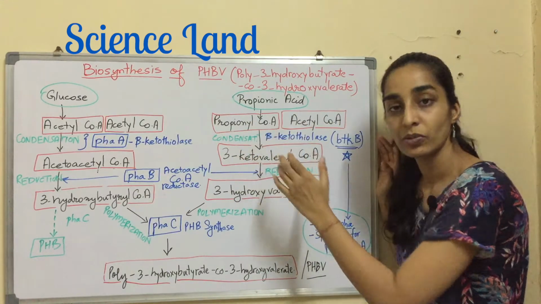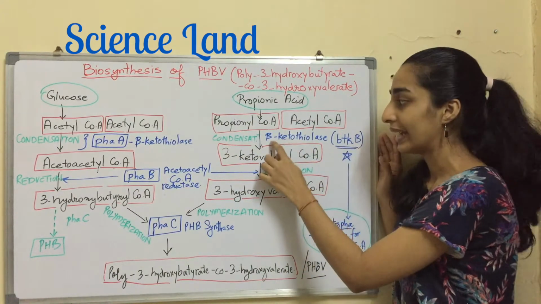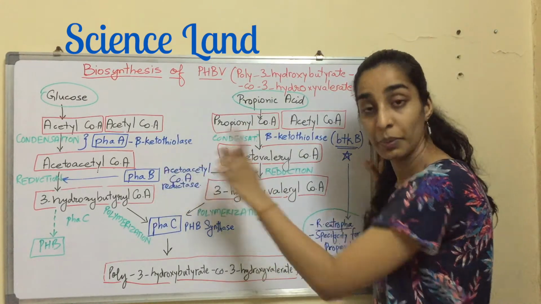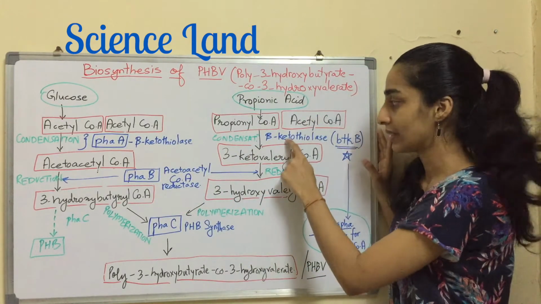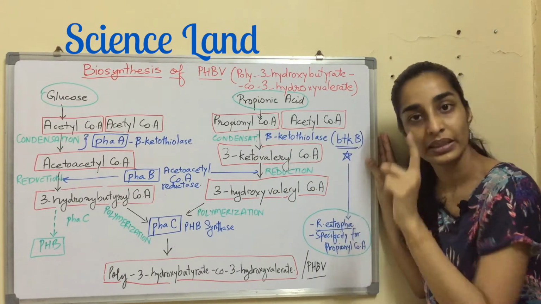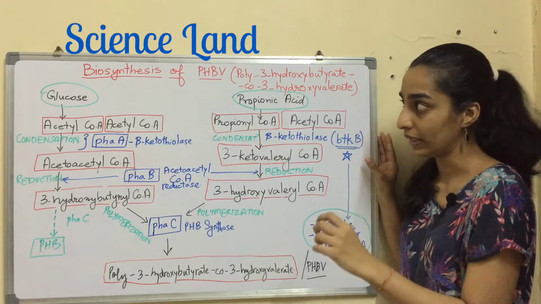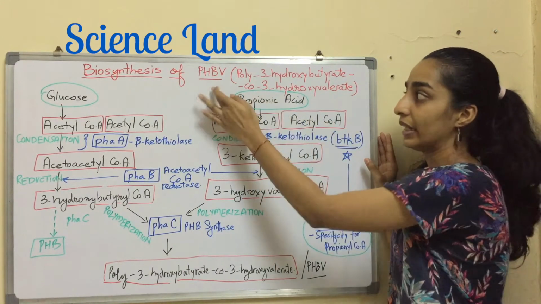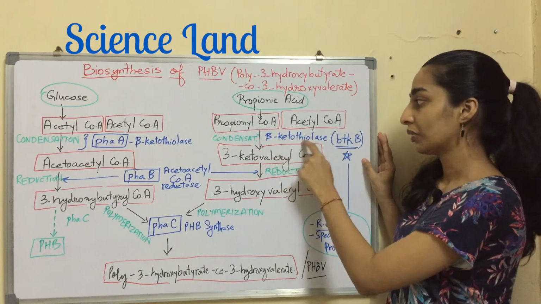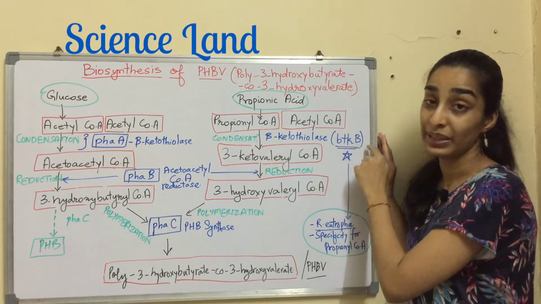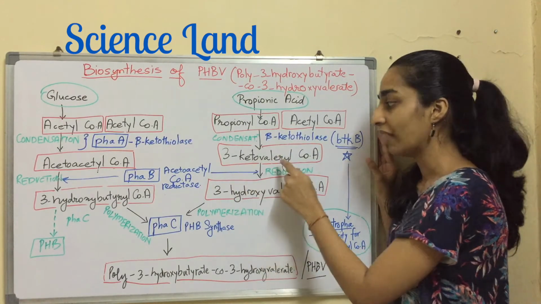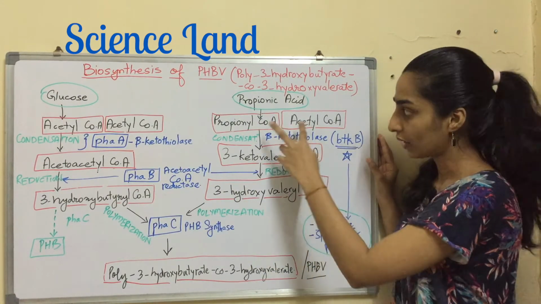Now, these two compounds will condense by an enzyme called beta ketothiolase. This enzyme is the same as this, but the source of this enzyme is different. That's why it is known as BKTB. This is the major difference between the biosynthesis of PHBV and PHB. The beta ketothiolase is known as BKTB. Okay, it will give me a compound called 3-ketovaleryl coenzyme A after condensation.